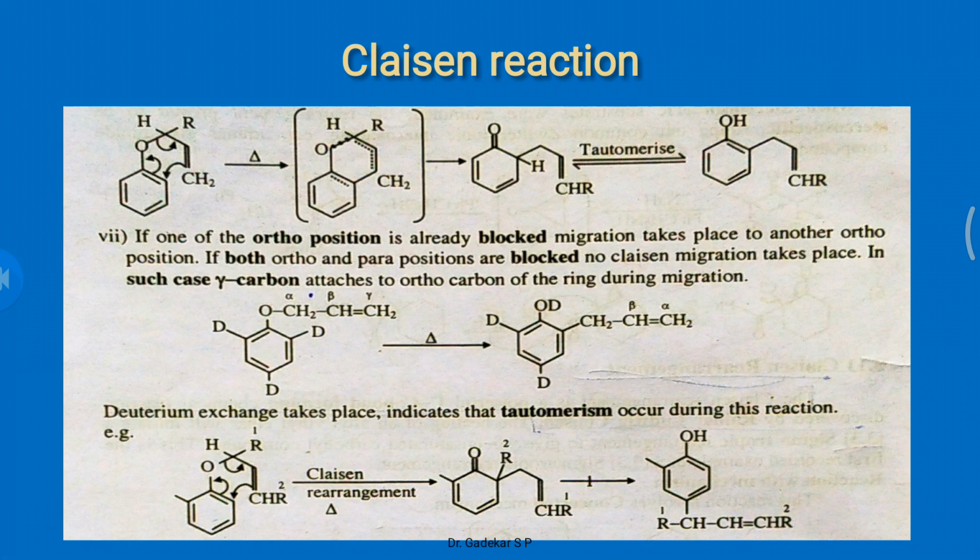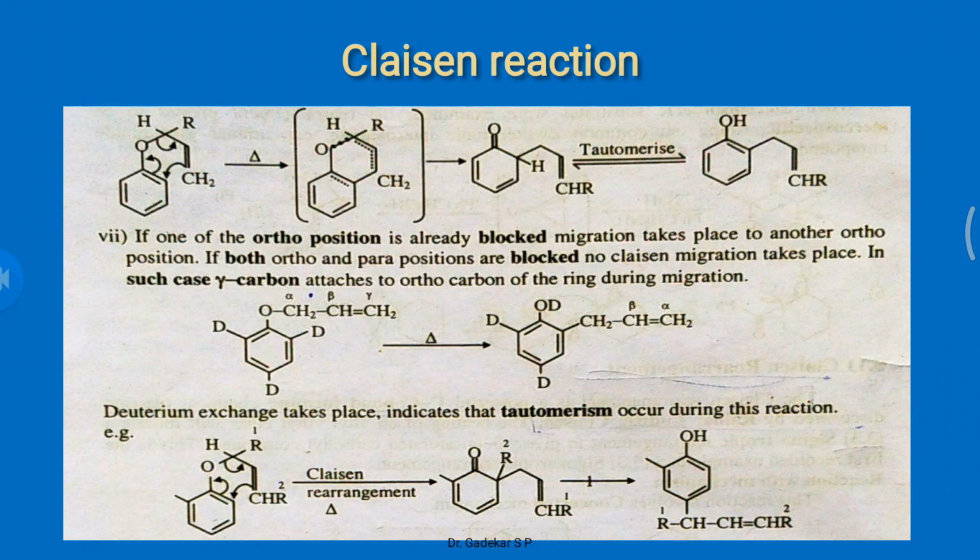Here are other examples of the Claisen reaction. In the first example, the allyl group is transferred to the ortho position of benzene. Tautomerism then gives a hydroxy group, transferring a proton for stabilization, so aromatization takes place. If one of the ortho positions is already blocked, migration takes place to the other ortho position. If both ortho and para positions are blocked, then no Claisen rearrangement takes place.